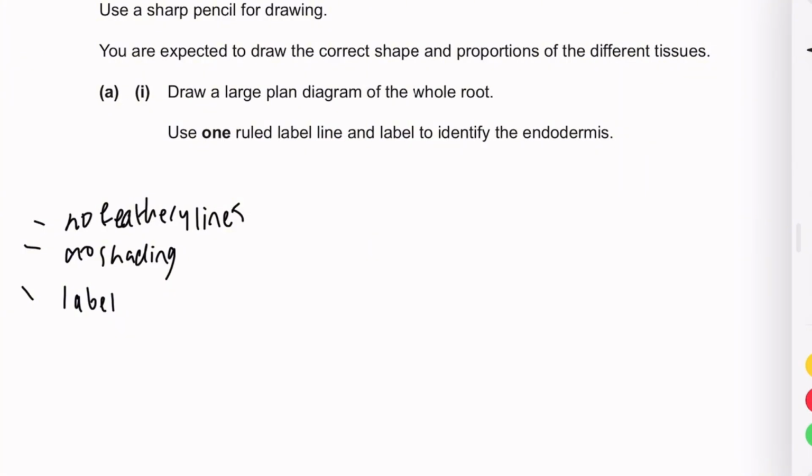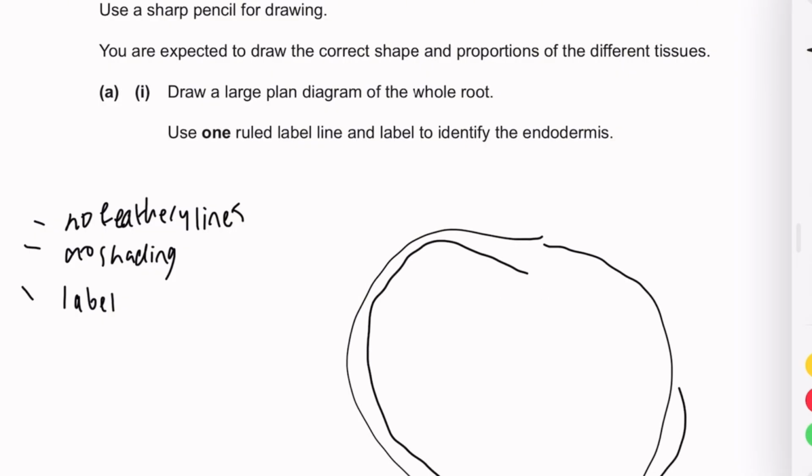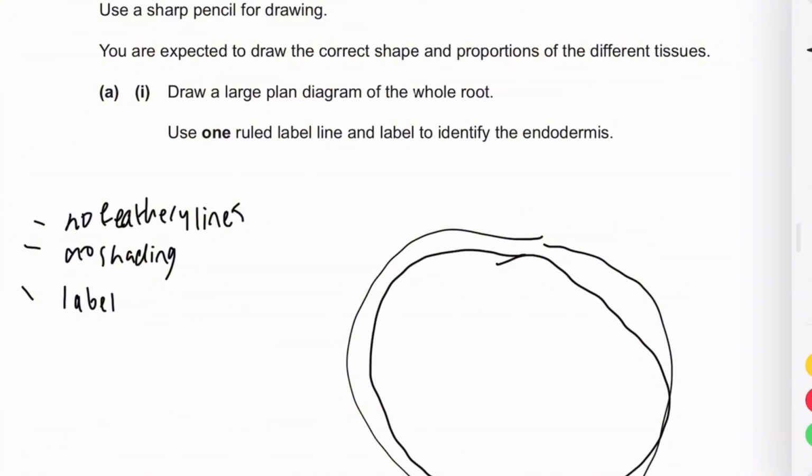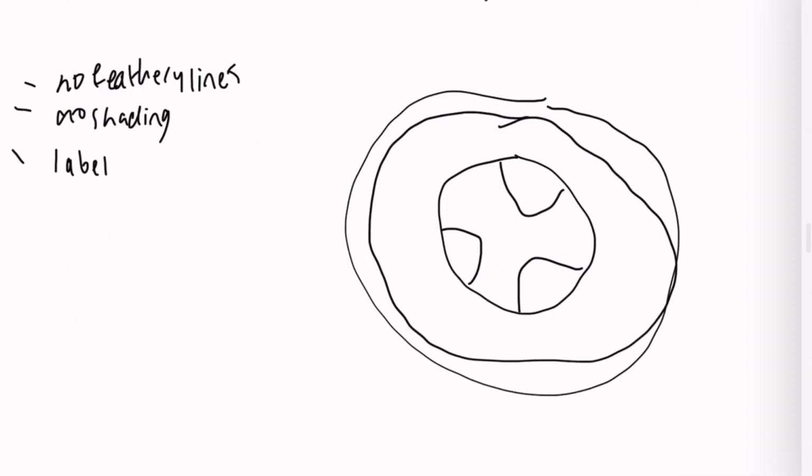So make sure to label with straight lines. So if I, for example, draw a cross-section of a root, and obviously not like this, I'm definitely going to get a 0 on this drawing. But anyway, I draw this cross-section of a root. So yes, you're going to need to label with straight lines, and the straight lines are going to be parallel to each other. If not parallel, just make sure there are no broken lines in labeling.